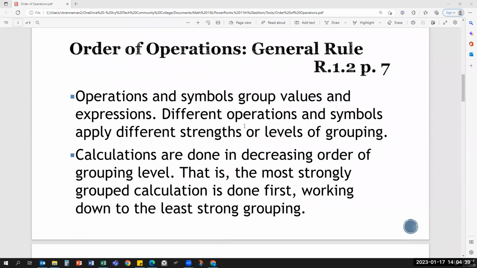So general rule, operations and symbols group values and expressions. Different operations and symbols have different strengths or levels of grouping. Calculations are done in decreasing order of grouping level or strength. So stronger grouped calculations are done first, and then the least strong grouping is done last.